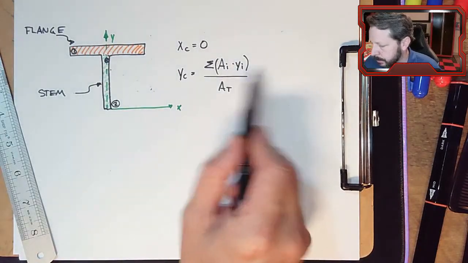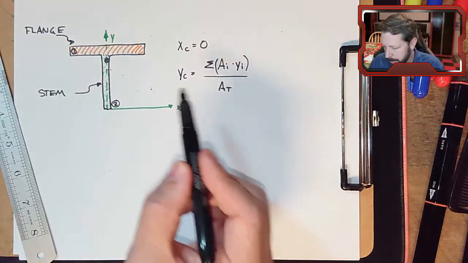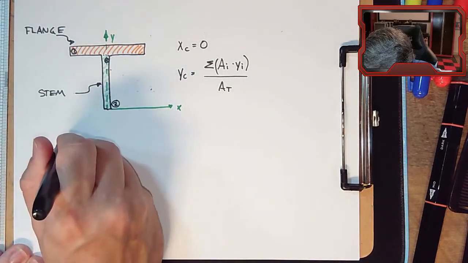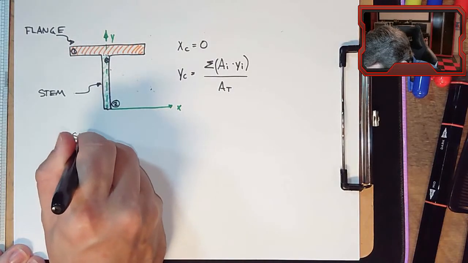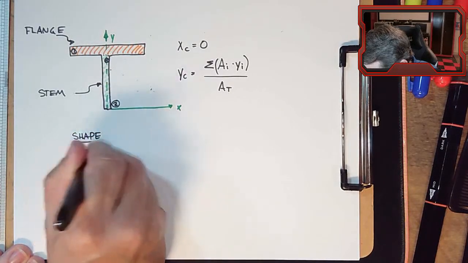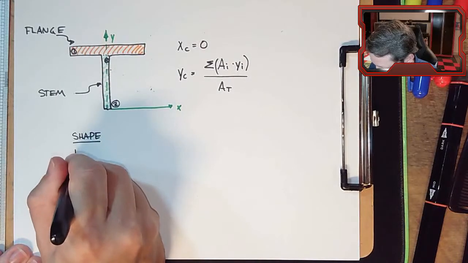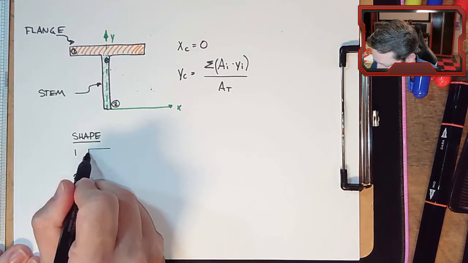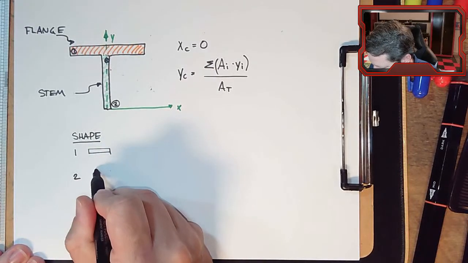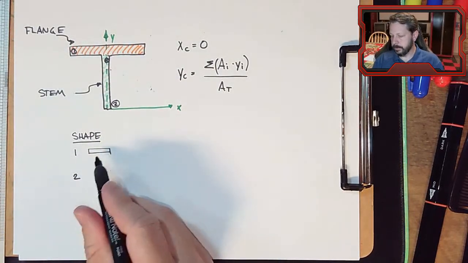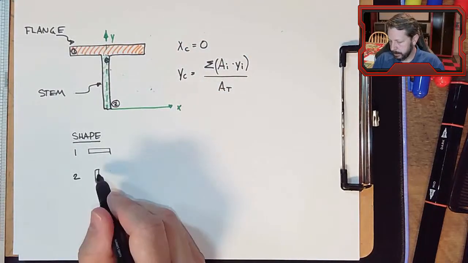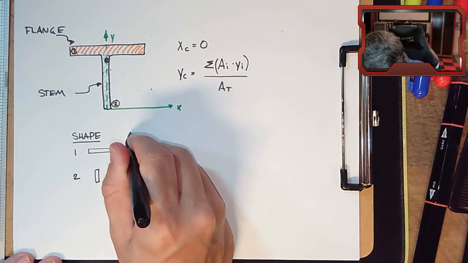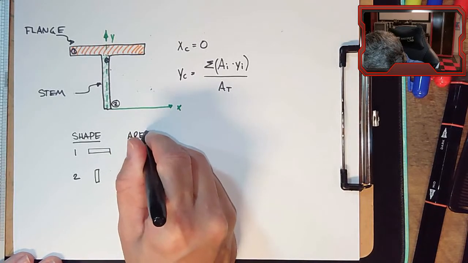In my mind, it makes it simpler. It might always be simpler for you to just use the equation. I'm going to show you how to use the chart. So how the chart works is you define all your shapes. And so I have 2 shapes, 1 and 2. I usually draw a little picture to remind myself which one is which. So shape 1 is the flange on top, shape 2 is the stem. Each of those shapes has an area.